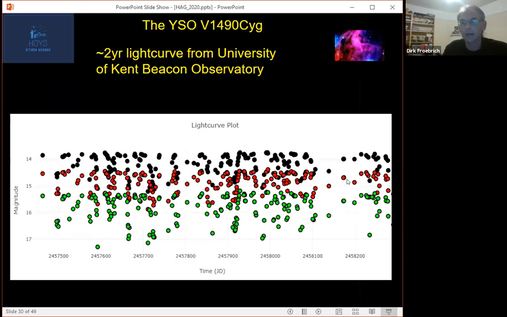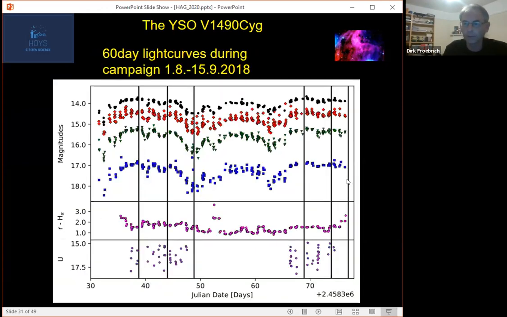This is 2 years, and you can count them if you want, but there's more data points in those 60 days that we get with the help of all the amateurs than we had in a whole 2 years with just one telescope. So this basically shows you why it is important to use this collaborative effort from amateur astronomers like you to help us to get a much more detailed light curve.